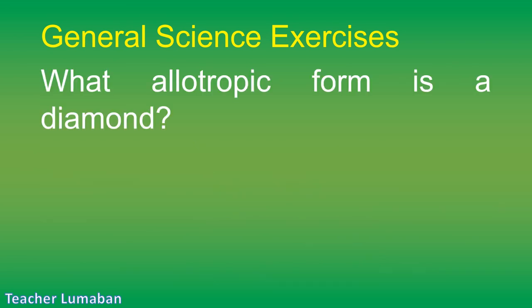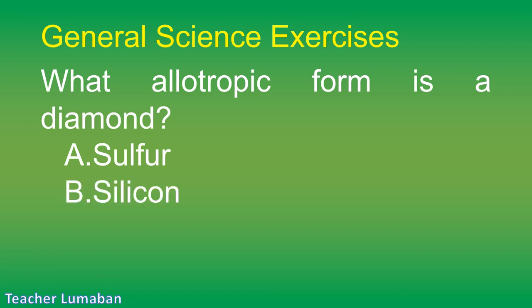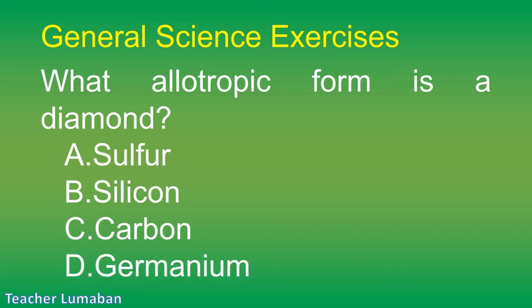What allotropic form is a diamond? Letter A, sulfur. Letter B, silicon. Letter C, carbon. Letter D, germanium. Choose the suitable answer to the following choices in 5 seconds.